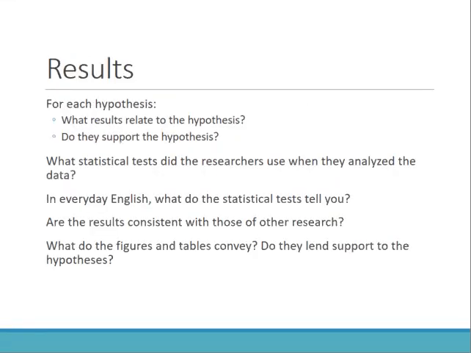The results are often the most difficult to read if you don't have a statistical background, but you should be able to get out of it, for each hypothesis, did the results support the hypothesis? So you should be able to identify that. At a more advanced level, what statistical tests did the researcher use when they analyzed the data? Less worried about that for you, but in everyday English, what do the statistical tests tell you? Are the results consistent with other research?